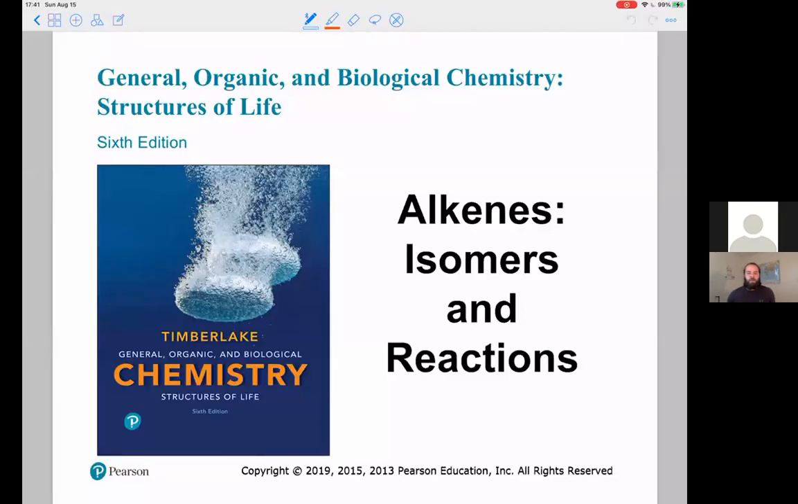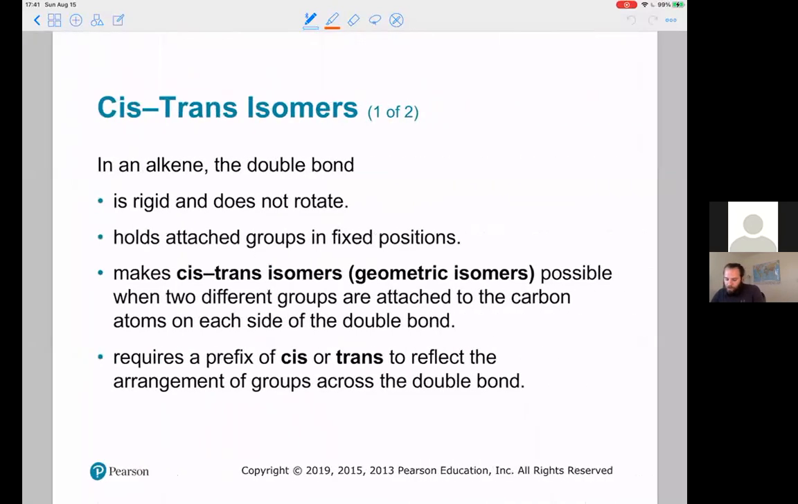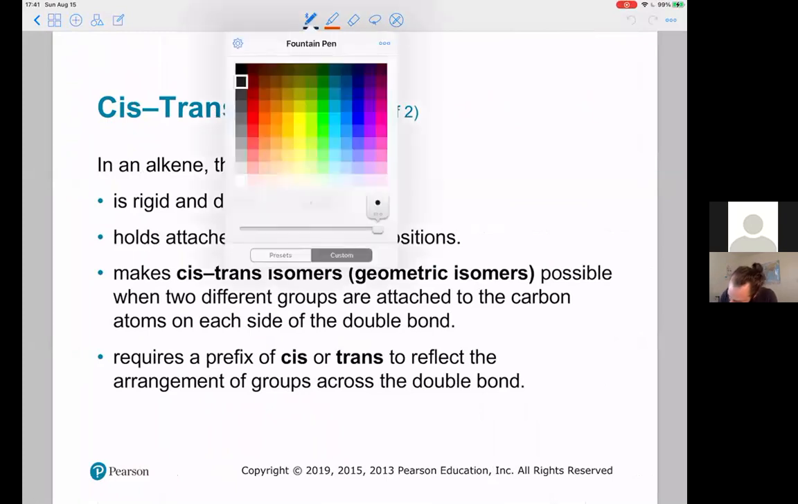Okay, so now we're going to continue our discussion of alkenes a little bit, talking about what are called cis-trans isomers and then the type of reactions that alkenes undergo. So one of the things that makes an alkene very different from an alkane is that the double bond is rigid, so it does not rotate. So what does that mean? Let's actually just draw it out here.